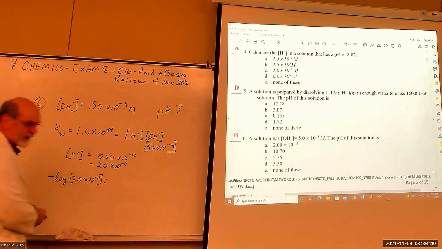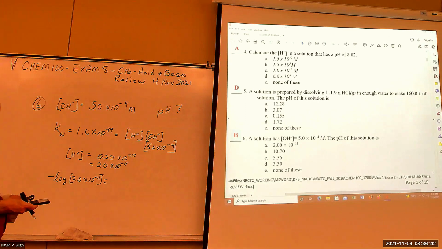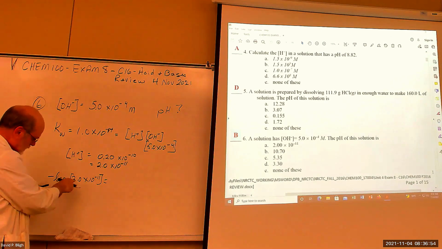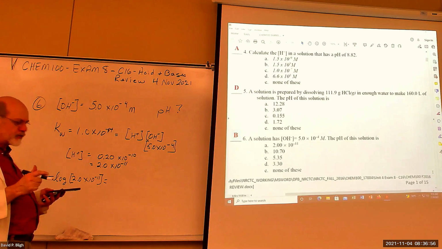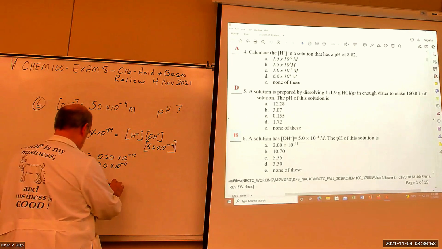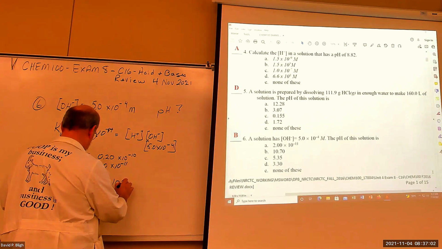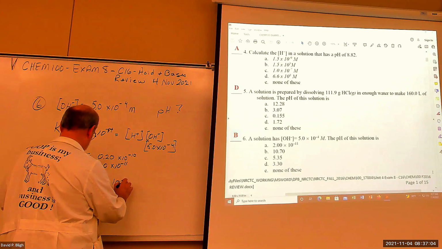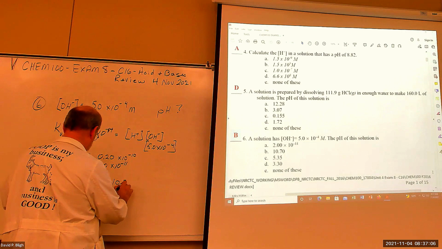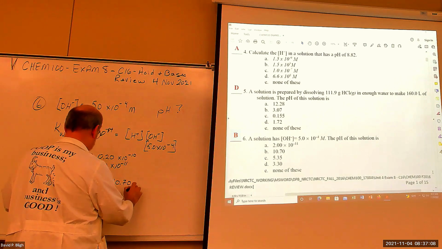I can't do that one in my head, so I'll use my calculator. There we go. Take the log of it, change the sign. I get, with 2 significant figures, so I can have 2 decimal places, 10.70 pH.